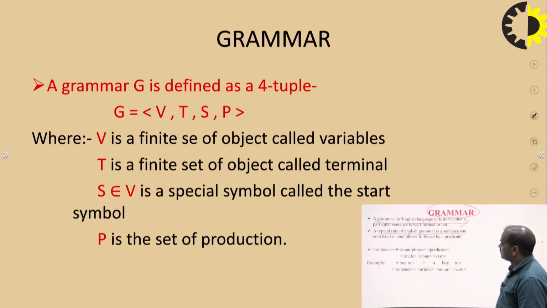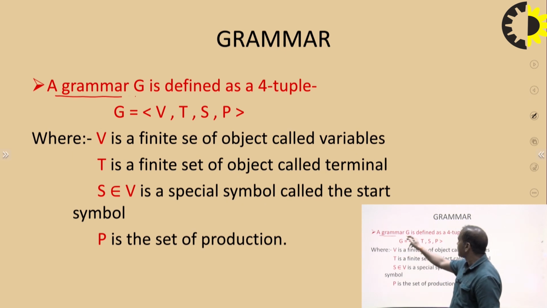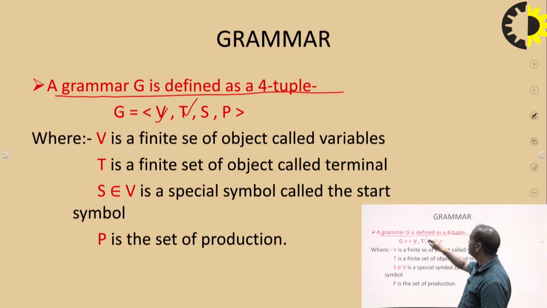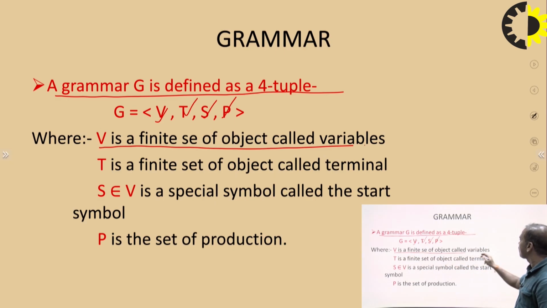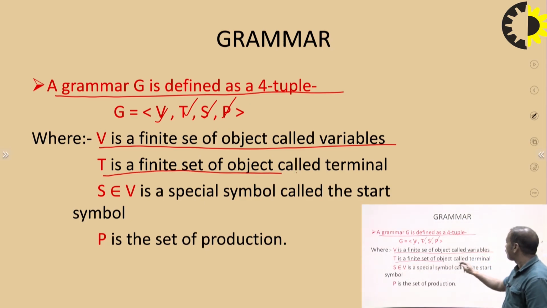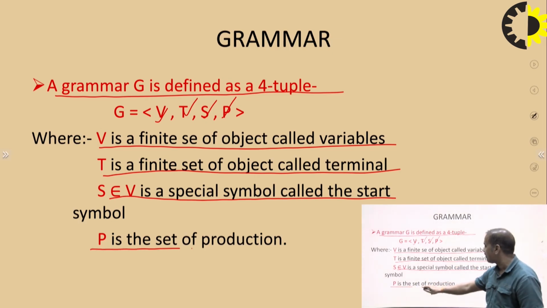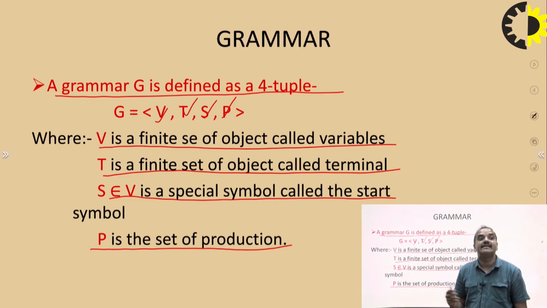This is a technical definition of grammar. A grammar G is defined as a four tuple, G equals V, T, S and P, where V is a finite set of objects called variables, T is a finite set of objects called terminals, S is a special symbol called the start symbol, and P is the set of productions. These four tuples define any type of grammar.